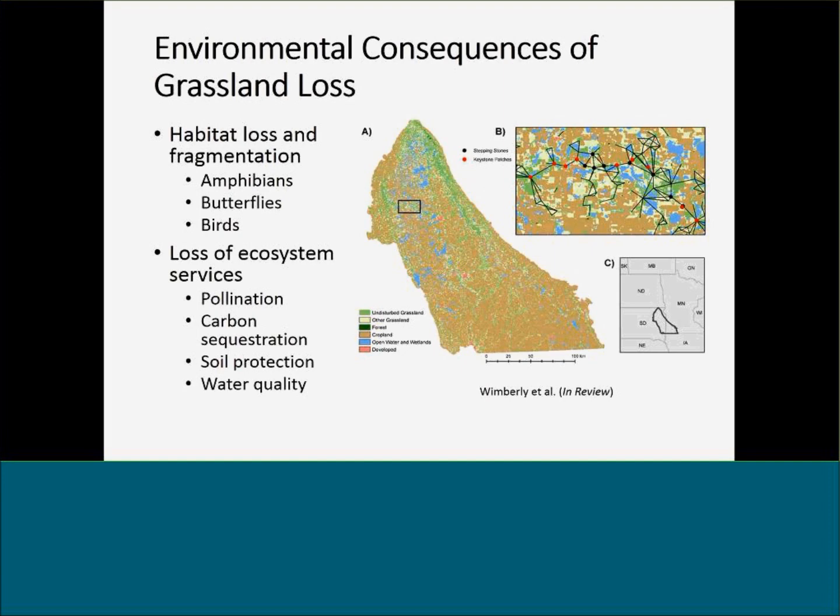That's just to illustrate that as part of the process of habitat loss, we get habitat fragmentation, where it's getting split up into smaller and more isolated patches of habitat. And then, more broadly, there's concern over loss of ecosystem services, including pollination, carbon sequestration, soil protection, preventing erosion, and water quality, nutrient retention.